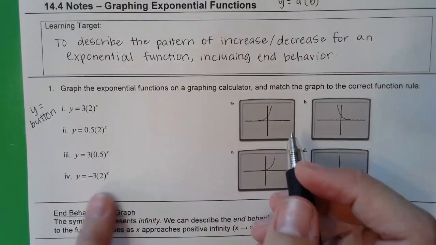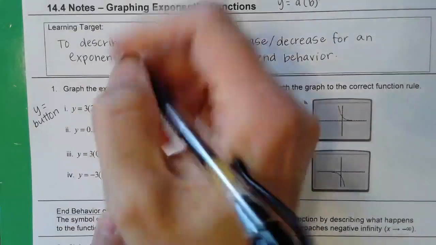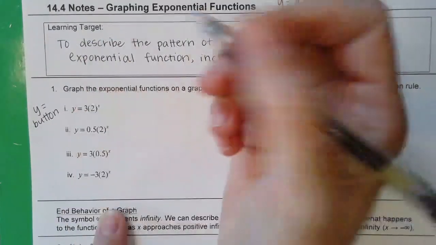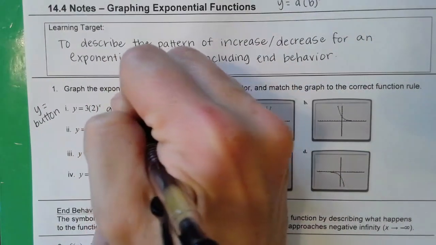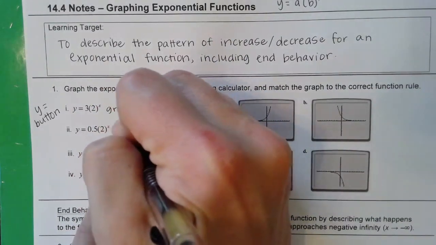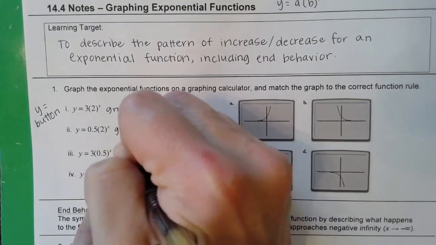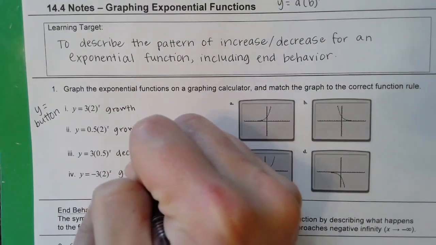Remember that the number on the inside of the parentheses tells you whether it's going to be growth or decay. So I know this one's going to be growth because the 2 that's inside the parentheses is larger than 1. The 2 inside the parentheses, this one's going to be growth. The 5 inside the parentheses, this one's going to be decay. And then the 2 inside the parentheses, this one's going to be growth.